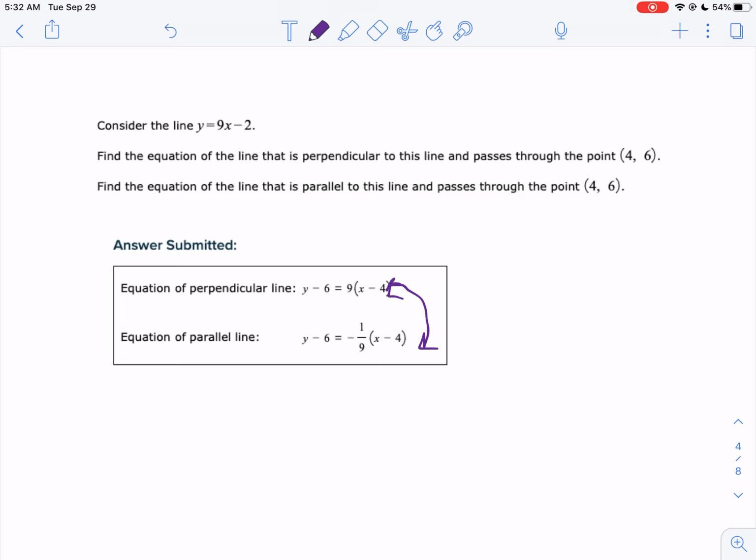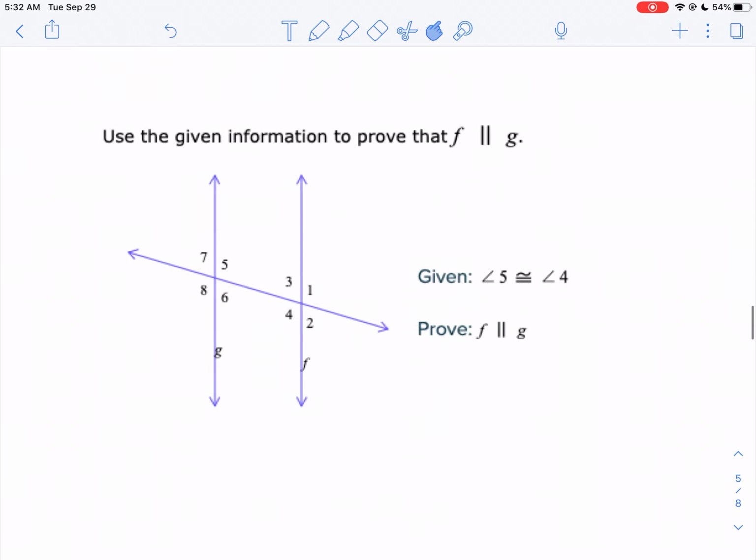Parallel lines have the same slope. Perpendicular lines have opposite reciprocals. So perpendicular should have been y minus 6 equals negative 1/9 times x minus 4. And parallel should have been y minus 6 equals 9 times x minus 4. I'm hoping you just misread it rather than you have a misapplication of the concept, but you didn't show your work, so I don't know.